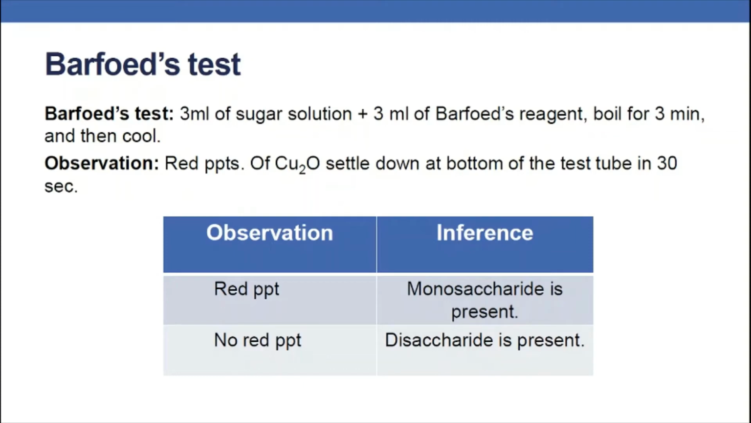Now the next test is Barfoed's test. Barfoed's test is generally used for differentiation of monosaccharide and disaccharide. If red precipitates are observed in Barfoed's test, then we can confirm that our given sample is a monosaccharide. And if no precipitates are observed, then we can say that our given sample is a disaccharide.